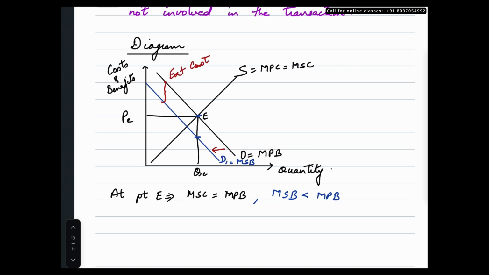Alright? So at the point of equilibrium, price is equal to PE and quantity is equal to QE. And we've already seen that at the point of equilibrium, social benefit is much lower than the private benefit. But if we take a look, the socially optimum level of output is over here. This is the quantity which is socially optimum, and this is the price which is socially optimum.